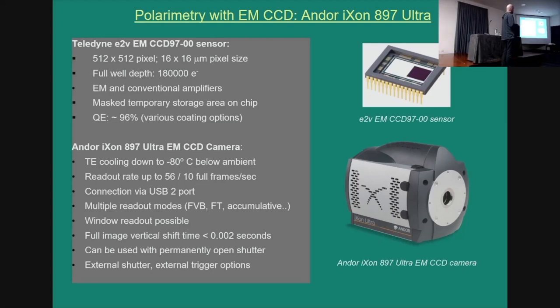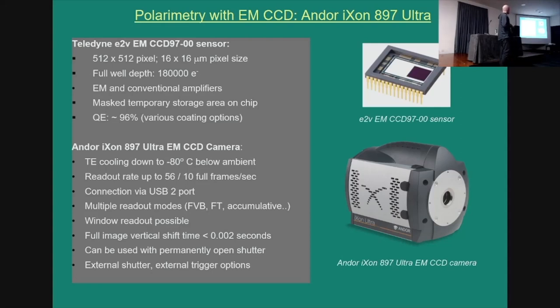There is an Andor Axon 897 EM CCD camera, which is using this CCD detector. And it's a very flexible and very nice CCD. First of all, it has thermoelectric cooling, which can cool the CCD sensor down to minus 80 below ambient. Liquid cooling is also available as an option. It can cool the CCD more by approximately 20 degrees. And the readout rate with electron amplification is up to 56 full frames per second, and with a conventional amplifier, it is 10 full frames.